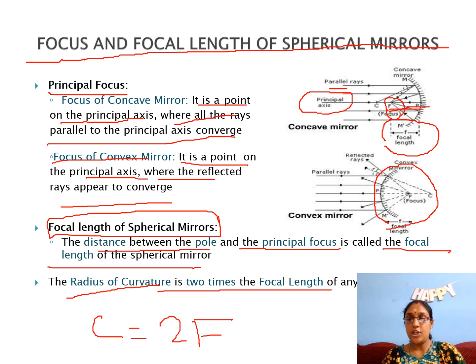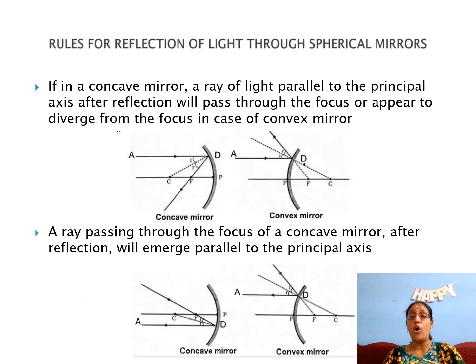Next are the rules for reflection of light through spherical mirrors. Just now we saw so many subdivisions and so many parameters. Keeping all that in mind, we are going to see the rules for reflection of light through a spherical mirror. There are certain rules you have to stick to. Whenever light falls on a concave or a convex mirror, depending upon the location, you get a corresponding image. How will the image be?